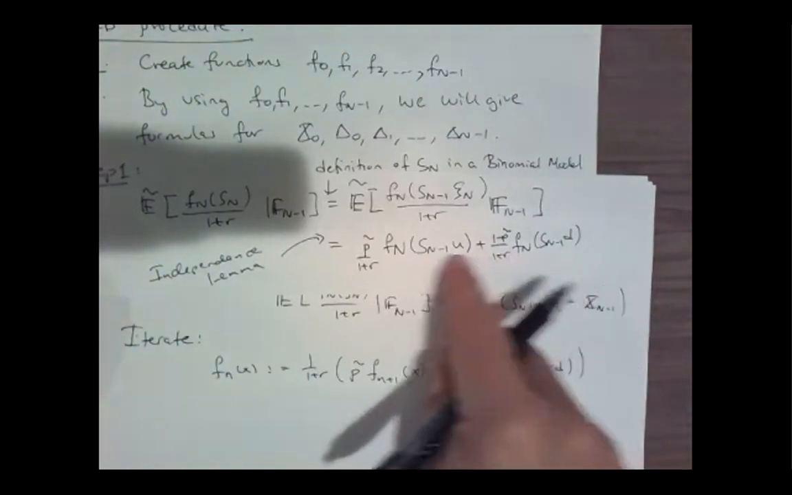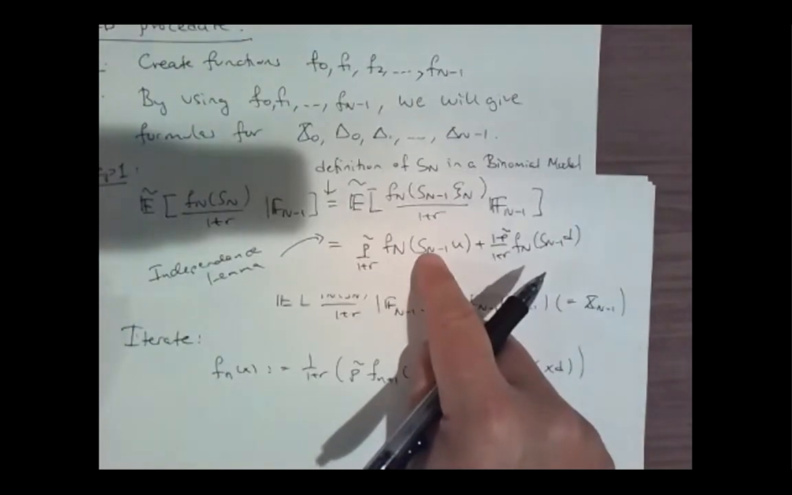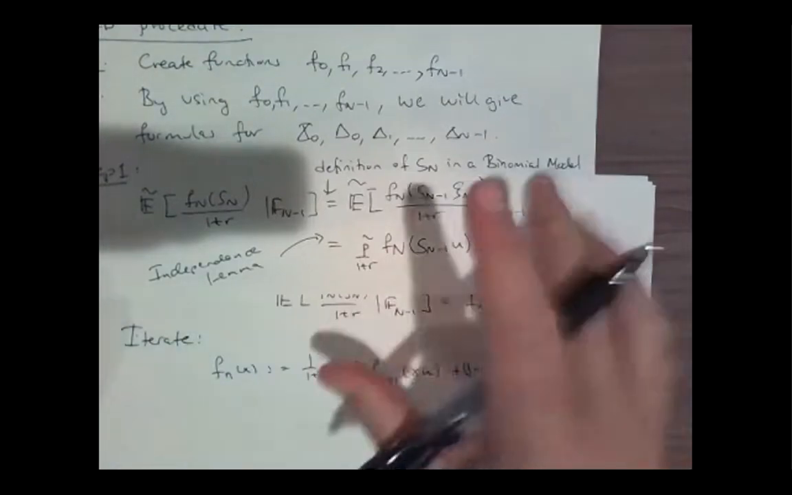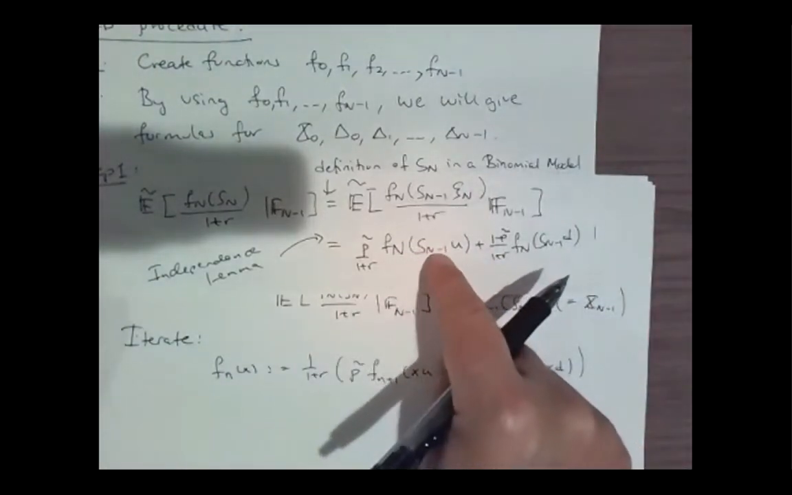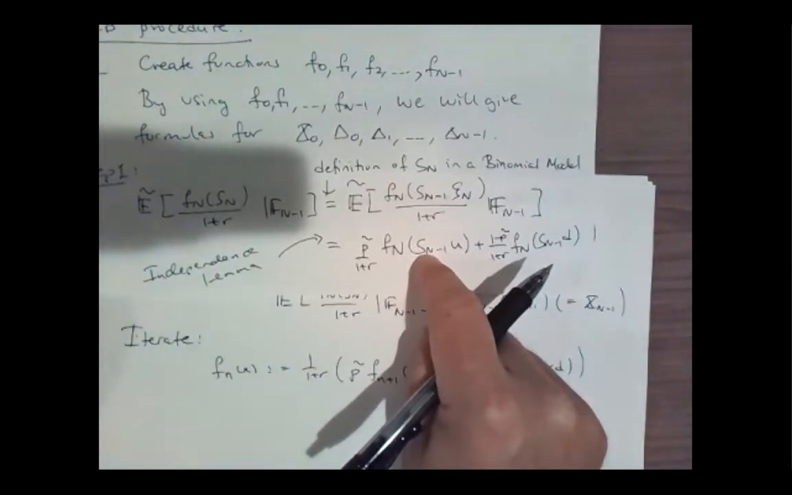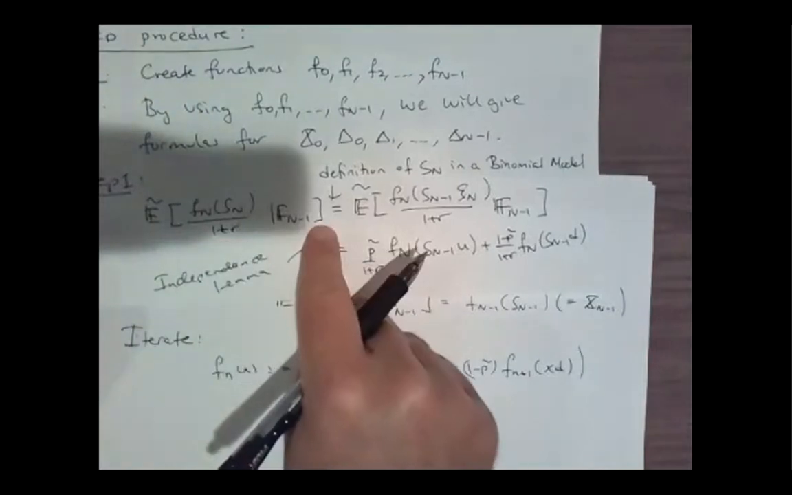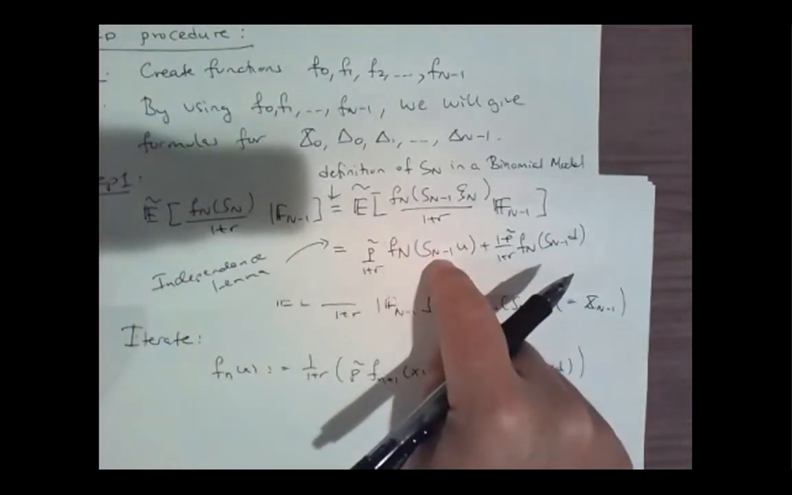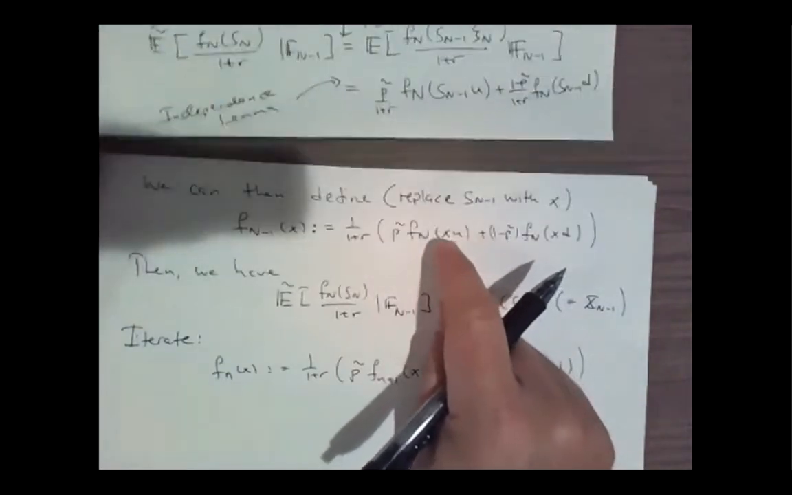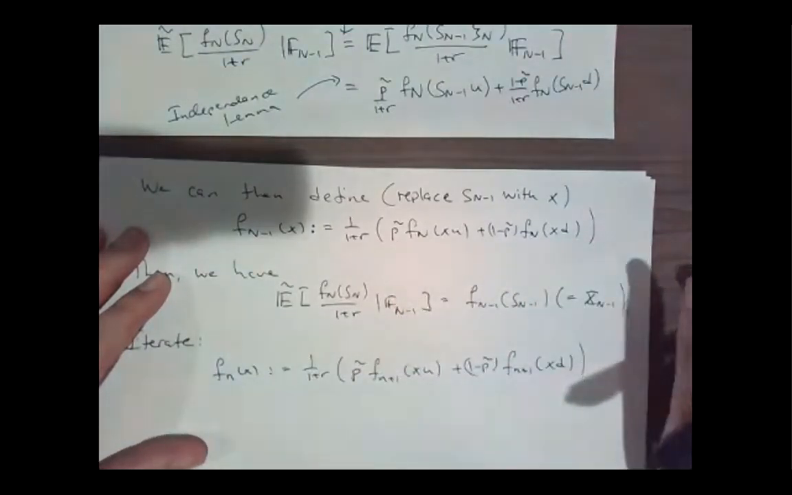Sn minus 1 is the only random component on the right-hand side. There's nothing else. P, R, U, and all these things are just constants. The only source of randomness on the right-hand side is Sn minus 1. So what I do is write this conditional expectation as a function of that random variable. What function is that? Well, that function is going to be this fn minus 1 defined according to this formula.